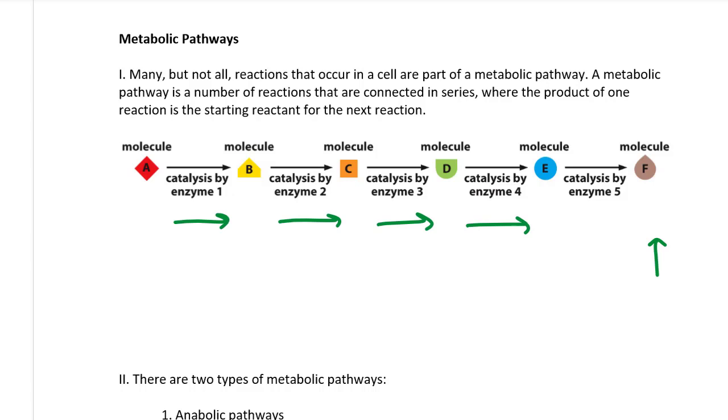And of course, with any metabolic pathway, each reaction is catalyzed by an enzyme. A to B is catalyzed by enzyme 1, B to C by enzyme 2, C to D by enzyme 3, D to E by enzyme 4, and E to F by enzyme 5. So, as within the rule we established earlier, no chemical reaction in the cell, no chemical transformation, can occur without an enzyme involved.